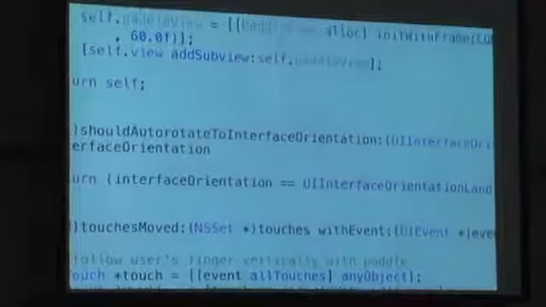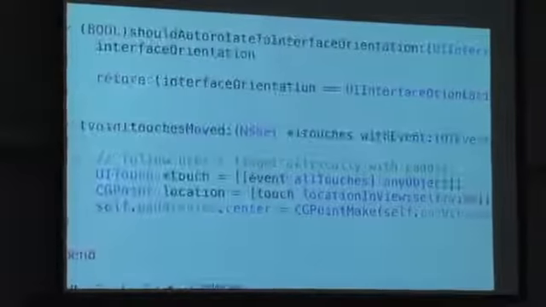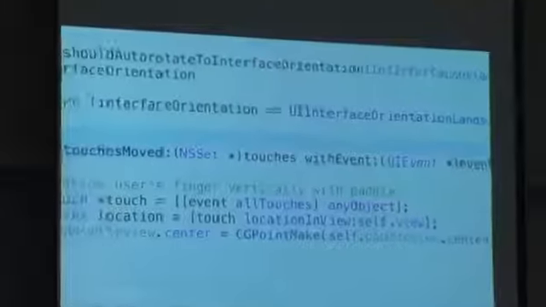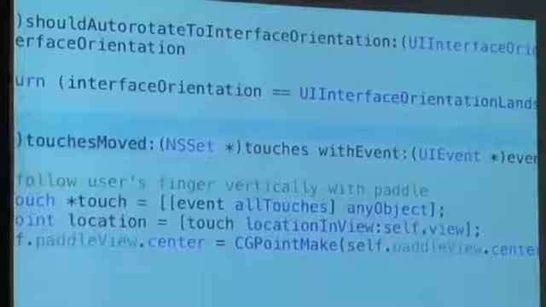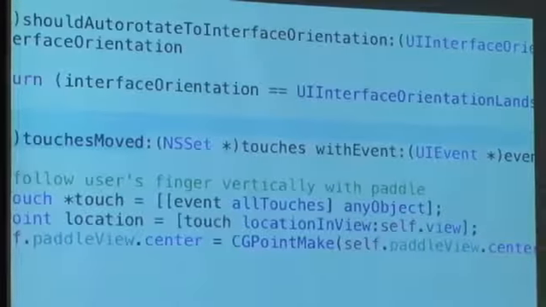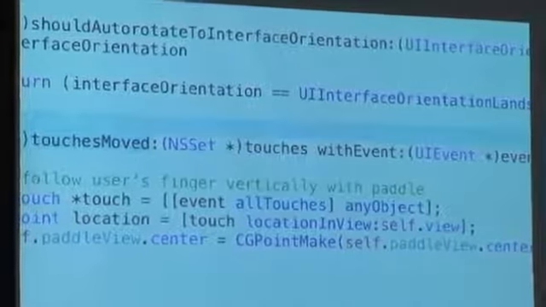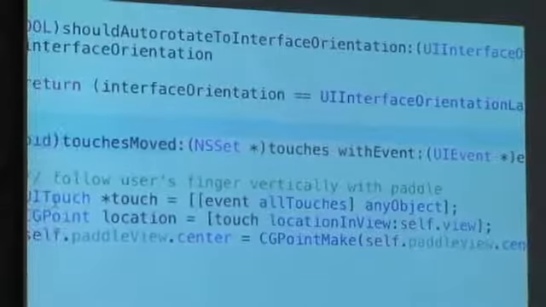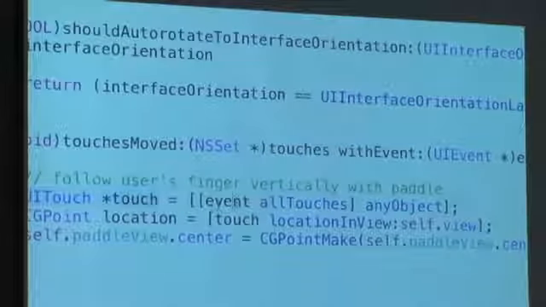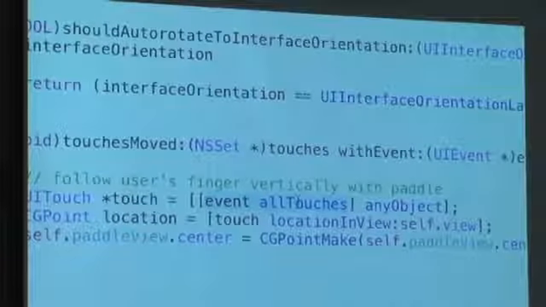So how do I now respond to the user's finger? Well, it's actually relatively straightforward. I have to implement this special method called touchesMoved withEvent. And now I simply have to get some details from that object and then move the paddle's location in lockstep along the y-axis. So on the left-hand side here, I have a UITouch pointer, and I am saying give me all the touches that just happened on any object.